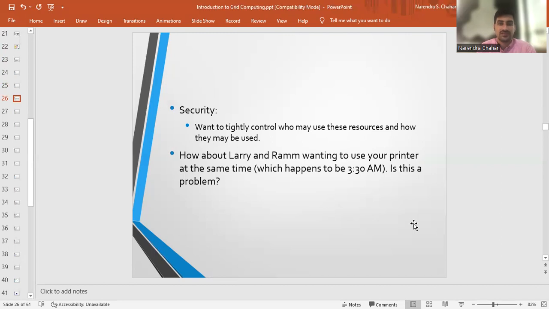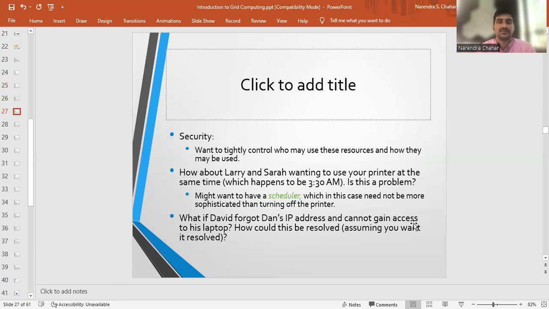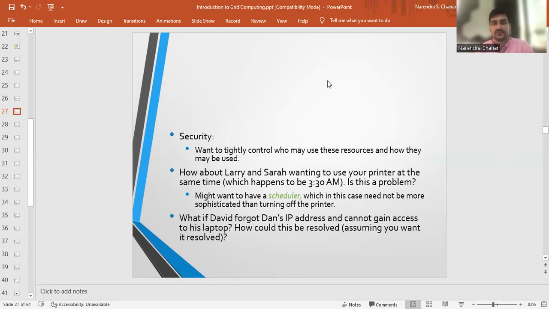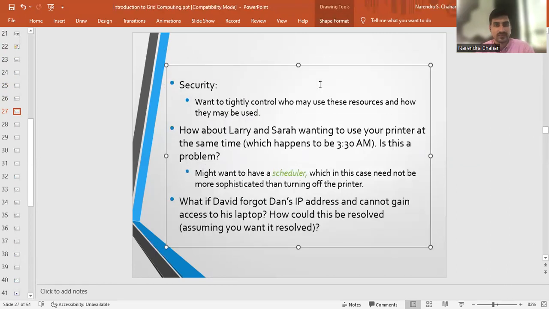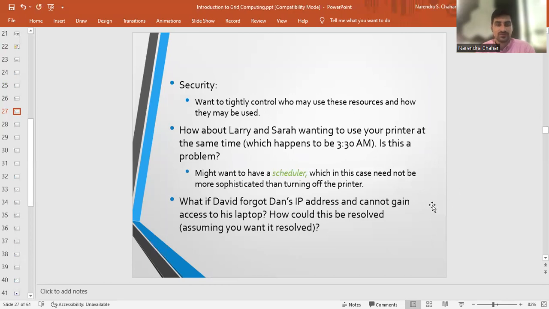Now let's see an example. We want to tightly control this. How about Larry and Raman wanting to use your printer at the same time? Is this a problem? It might be a problem, but there is some small time period. So the result is we might want to have a scheduler, so that I don't have to turn off my computer.